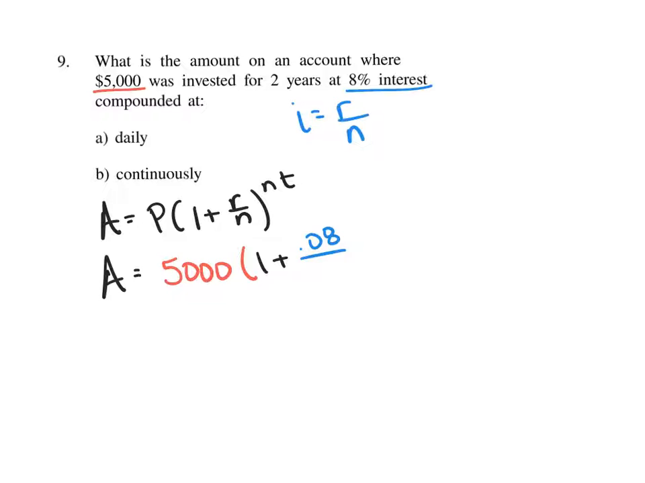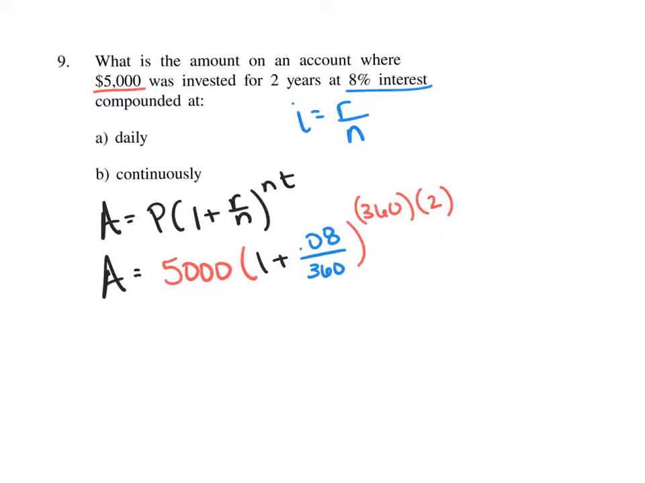Now, I want to do this daily. So again, in a year, there are 360 days. We're going to use the banker's year here. So we're going to divide this by 360 days. And then we're going to raise this to the N, which is 360 days, times the number of years we're doing it for, which is just 2. So again, remember, we're talking about a banker year, so I'm using daily as 360.